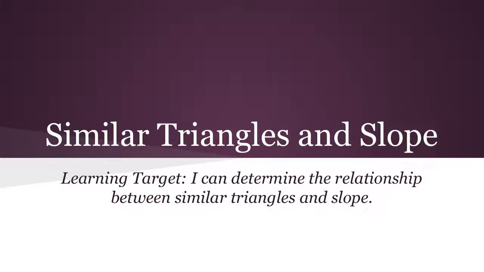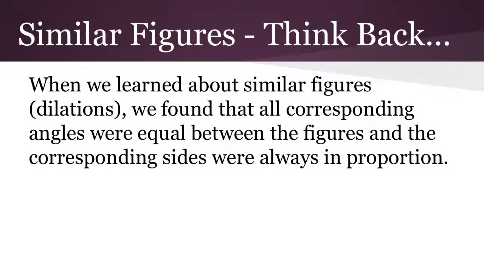Today's lesson is about similar triangles and slope. Your learning target says, I can determine the relationship between similar triangles and slope. Let's think back. When we learned about similar figures, back in our dilations days, we found that all corresponding angles were equal between the figures and the sides were always in proportion.